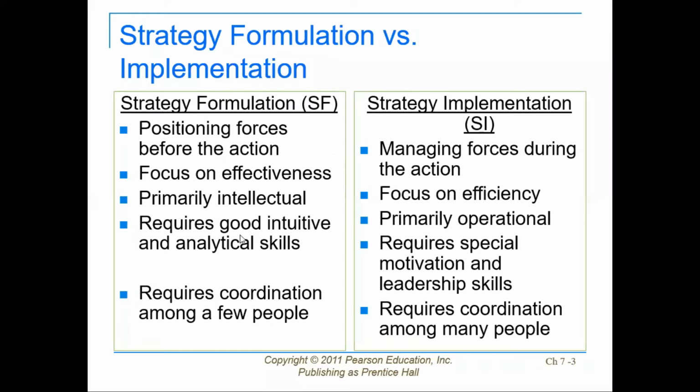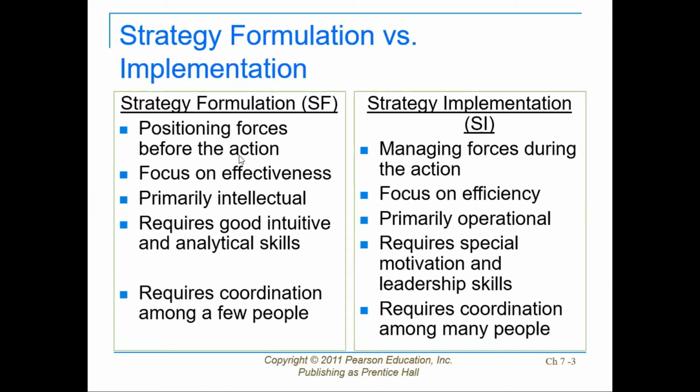And we required good intuitive and analytical skills of the experts, because if you remember, in devising or formulating strategies, you took advice from the experts. So you took help from people's wisdom, and you required coordination among a few people. Few people means those people who are directly or indirectly related to the formulation phase. But here you are not formulating strategies, you are implementing strategies.